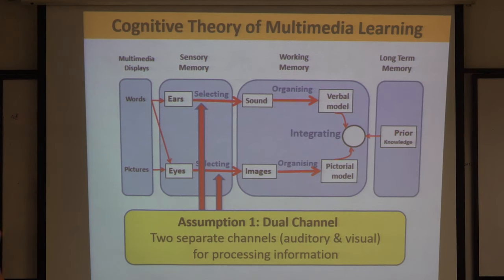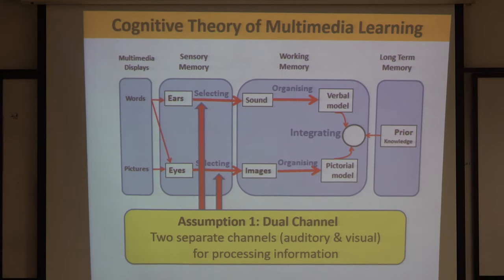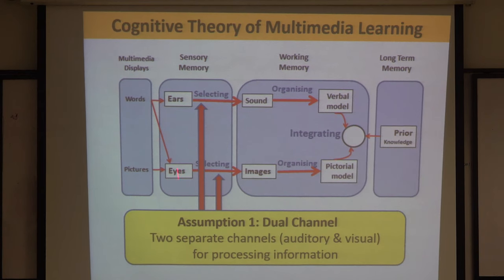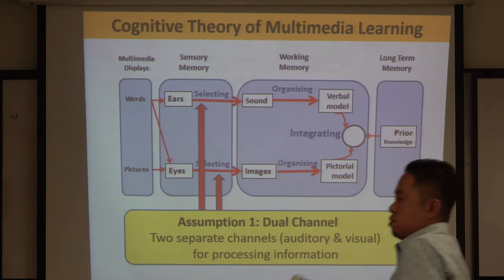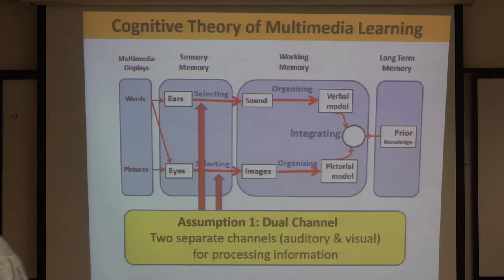Okay, so this is the basis of our 1 hour. So please follow. It's just the starting. Now, in this particular cognitive theory of multimedia learning, Richard Mayer said there are three assumptions. Number one, dual channel. There are two separate channels for processing information over here. One, through the ear, that means the auditory channel. And another one here, the visual channel. Okay, auditory and visual. So there are two channels.